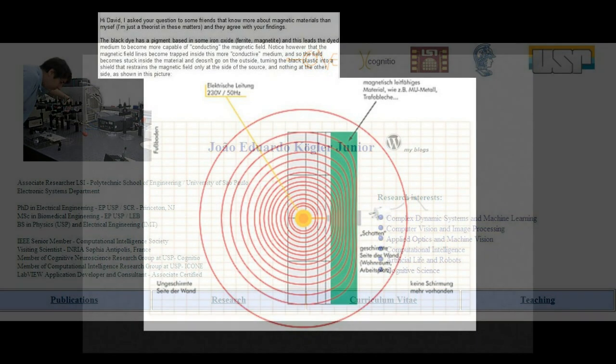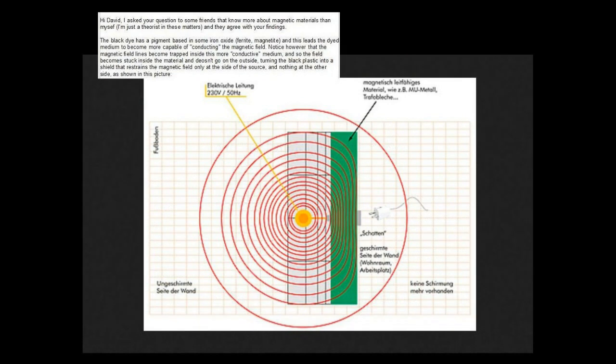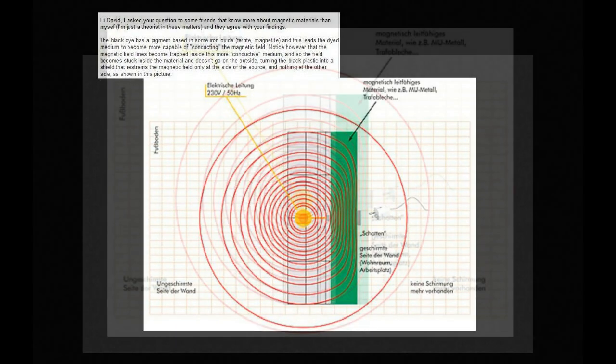He says, "Hi, David. I asked your question to some friends that know more about magnetic materials than myself. I'm just a theorist in these matters, and they agree with your findings. The black dye has a pigment based in some iron oxide, ferrite, magnetite. And this leads the dyed medium to become more capable of conducting the magnetic field. Notice, however, that the magnetic field lines become trapped inside this more conductive medium. And so the field becomes stuck inside the material and doesn't go onto the outside, turning the black plastic into a shield that restrains the magnetic field only at the side of the source and nothing at the other side, as shown in this picture." And he enclosed this picture.